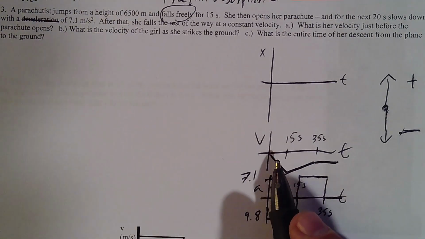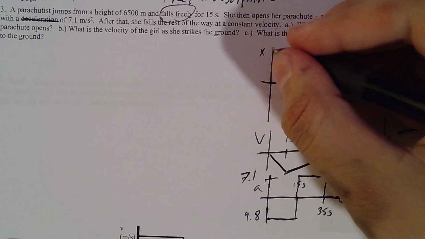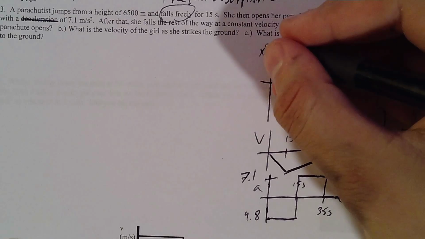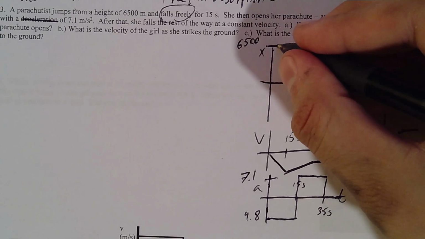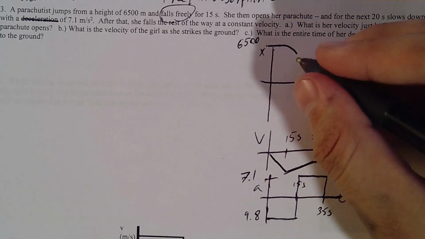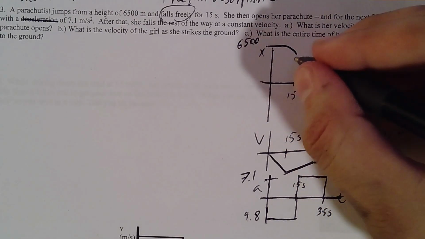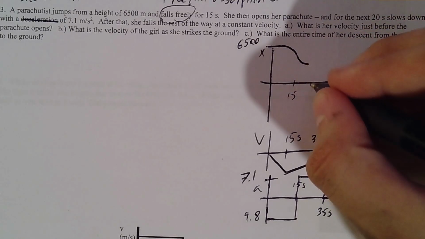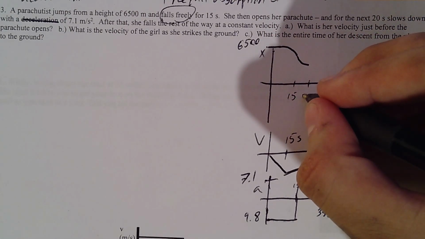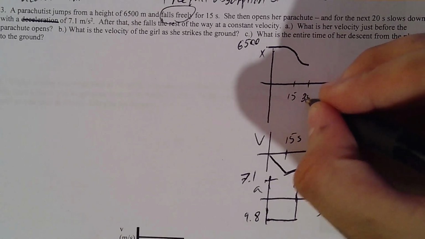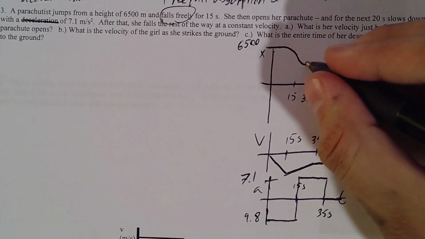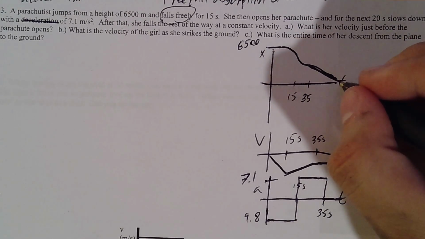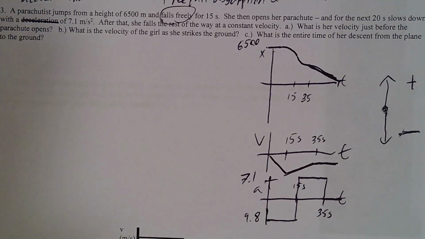Okay, we have our acceleration, we have our V. Let's look at our XT graph. Our XT graph, we're going to start at 6,500 meters. We are going to increase in our speed over the first 15 seconds. We are going to decrease in our speed over the next 20 seconds. And then finally, we're going to keep that speed that we had at the end of there for the entire way down constant until we hit the ground. We don't know what that time is, but we know that that is going to be our trip.